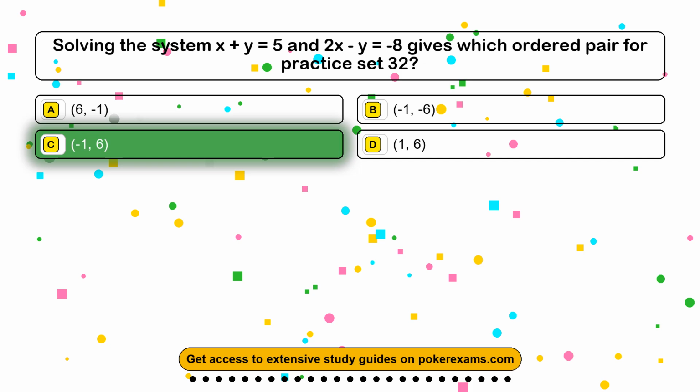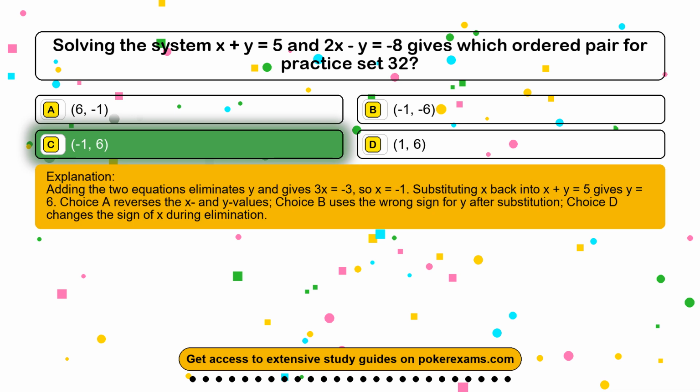The correct answer is option C, minus 1, 6. Adding the two equations eliminates y and gives 3x equals minus 3, so x equals minus 1. Substituting x back into x plus y equals 5 gives y equals 6.